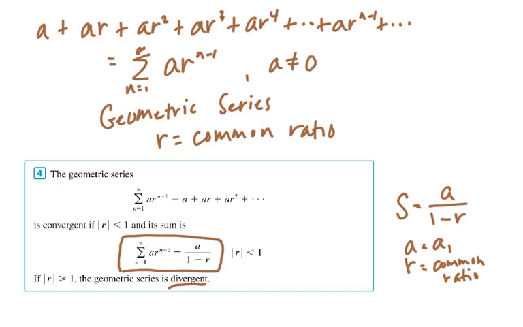And then, so we have the first term divided by 1 minus the common ratio. Now this is true if the absolute value of r is less than 1. I tend to say if it's a fraction, it's a little easier to remember that way. But that indicates that your terms are getting smaller, and you can find the sum of the geometric series. If your absolute value of r is greater than or equal to 1, if it's a whole number, your terms are getting larger and the series is divergent.